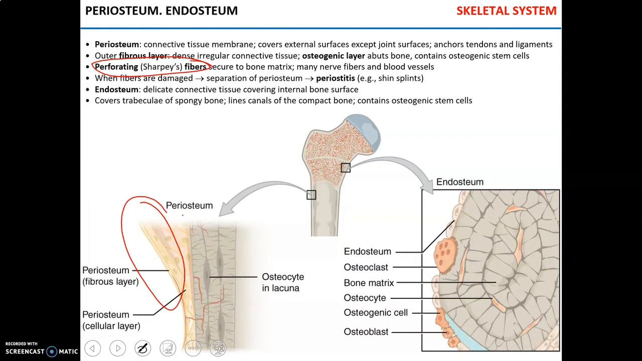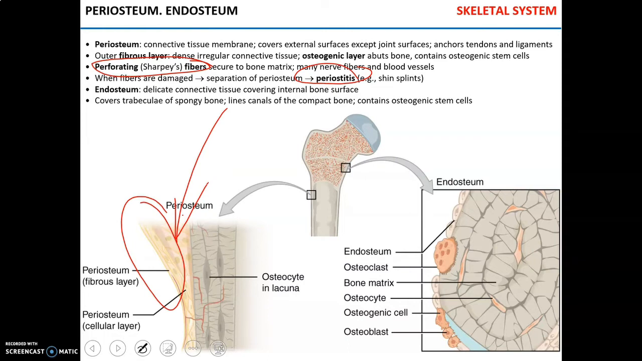When this happens, that leads to a condition known as periostitis, an inflammatory condition. Imagine that this is separated periosteum. There's going to be inflammation right there. An example of periostitis is shin splints.